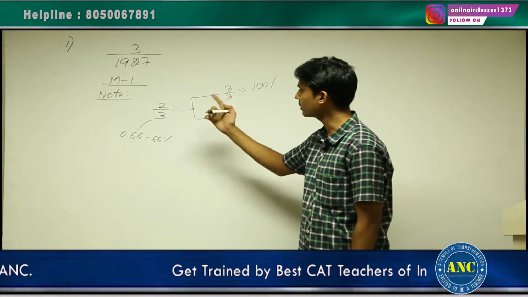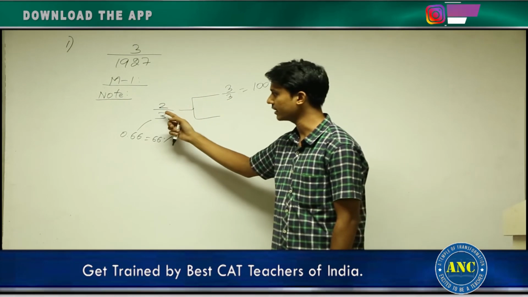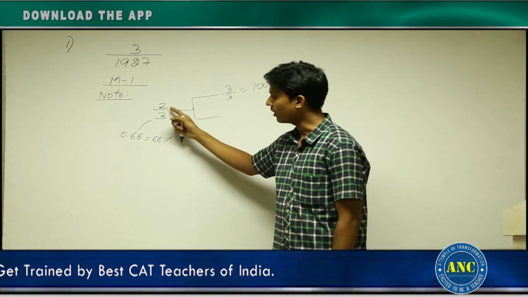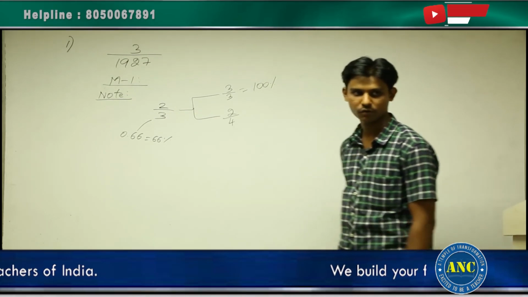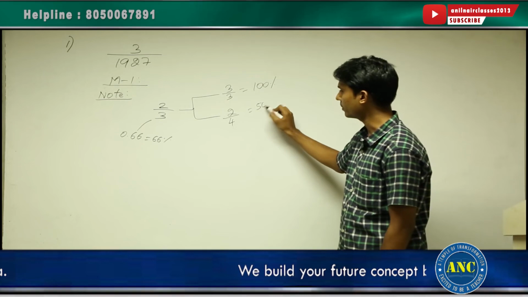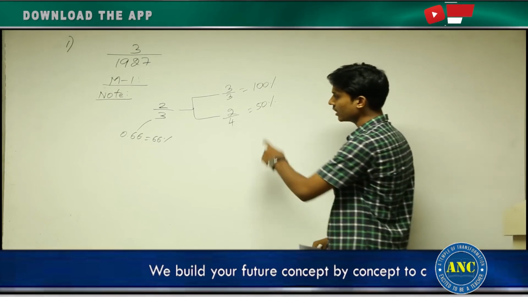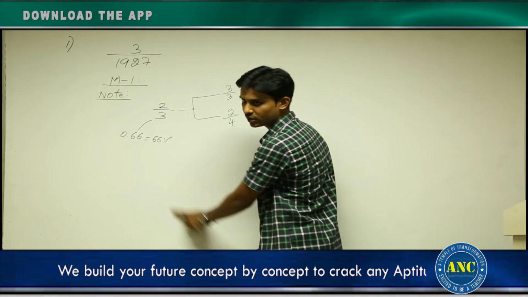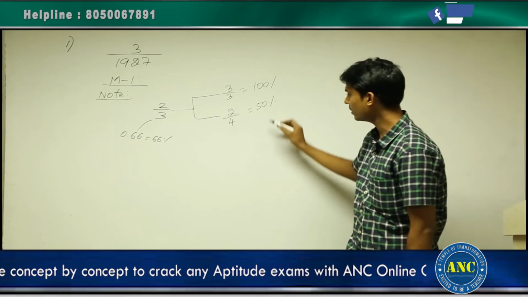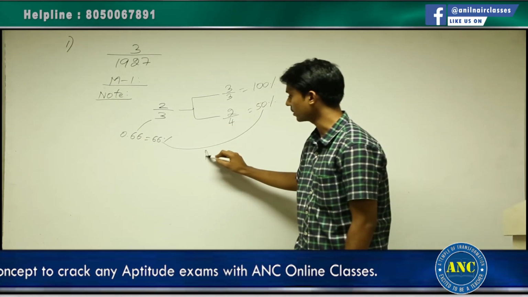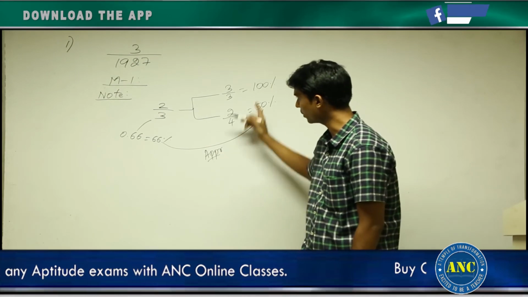Instead of approximating the lowest value, let me approximate the highest value, which is 3. I will approximate 3 to 4. It becomes 2 by 4. What is 2 by 4? 50%. Is 100% close to 66% or is 50% close to 66%? 50%. That means these two are approximate to each other. These two are close to each other compared to this value.